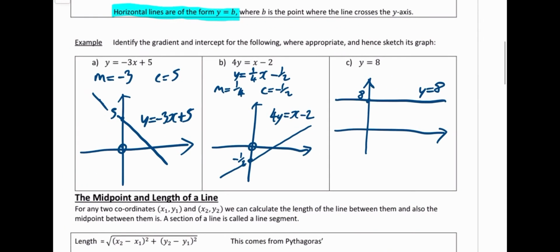So there we have 3 examples. One straightforward one where you've got y equals mx plus c form. Another one where we had to rearrange to get into y equals mx plus c form, and then just a nice easy horizontal line.